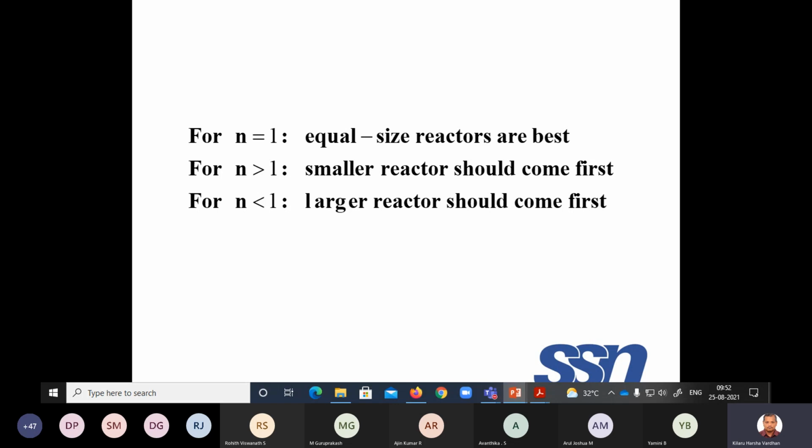The answer lies with the previous question I asked: why will the MFR have more volume than the PFR? The answer for that, and for this entire thing, is only one answer. Once you know that answer, everything will be clear. That answer I'm not revealing still. I'll reveal it later. When the order is less than 1, the large reactor should come first. Keep remembering that.